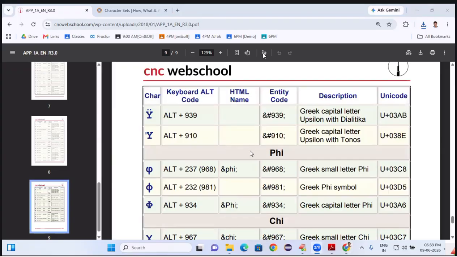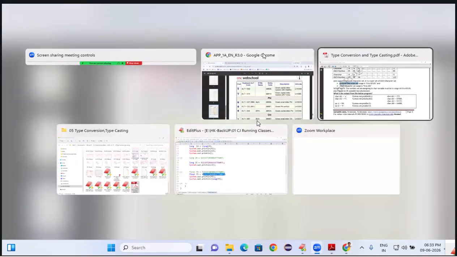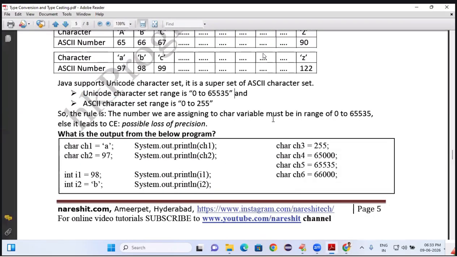Now, the JVM will bring the values from there. Fine. Now repeat again. I'm asking one important question, everyone try to answer. If we assign an integer number to a char variable, its equivalent character will be stored in the char variable.